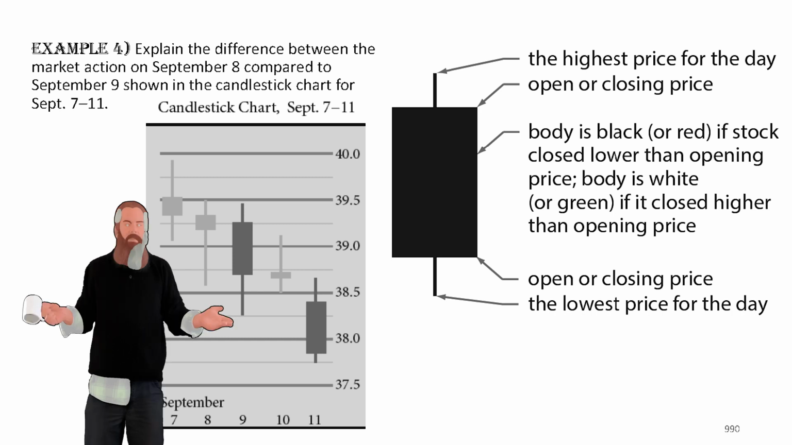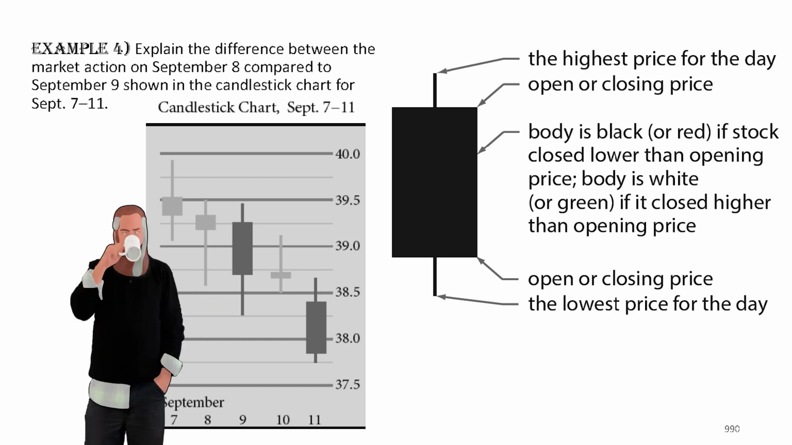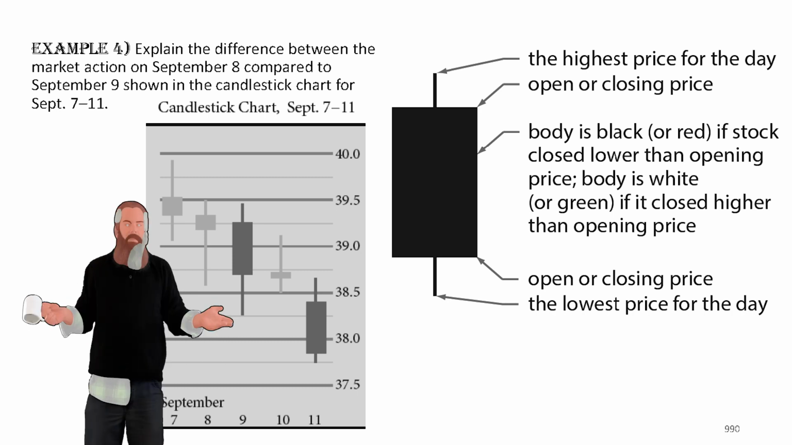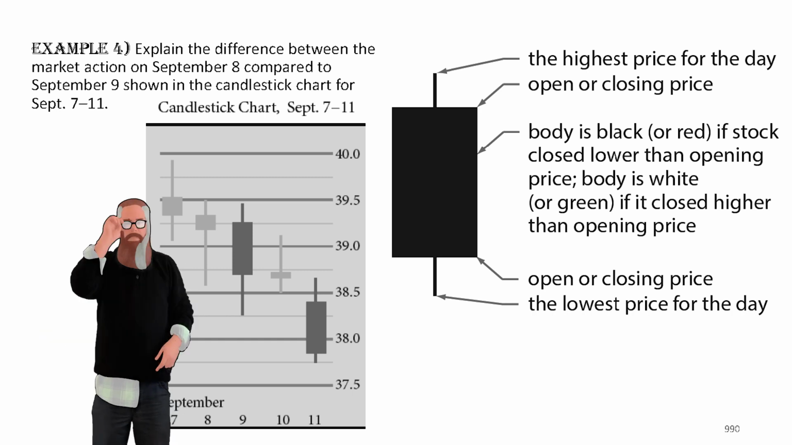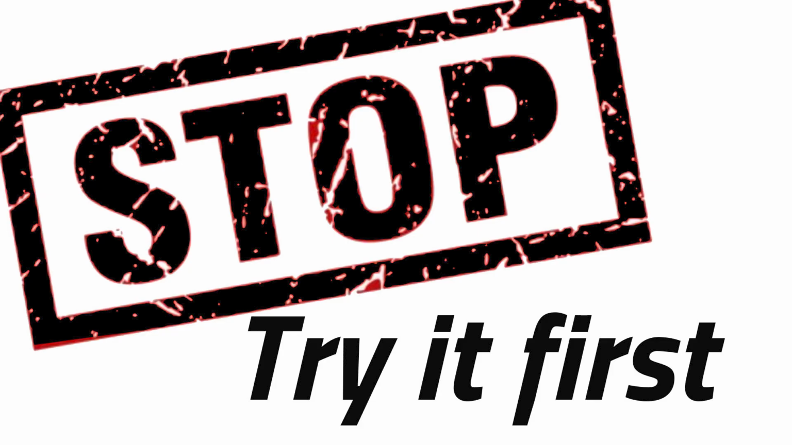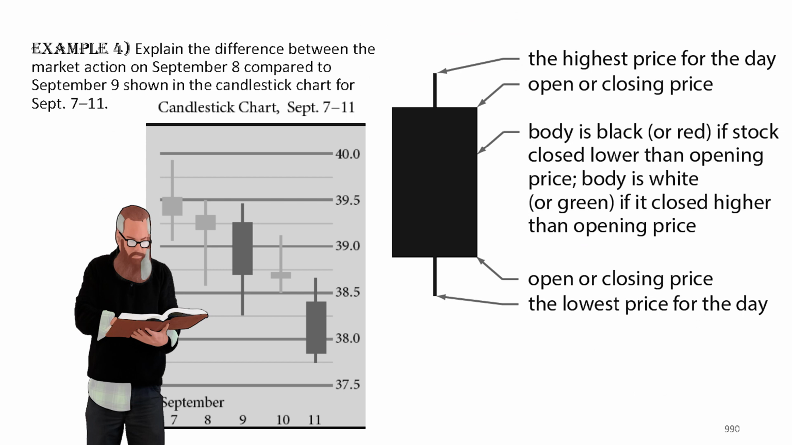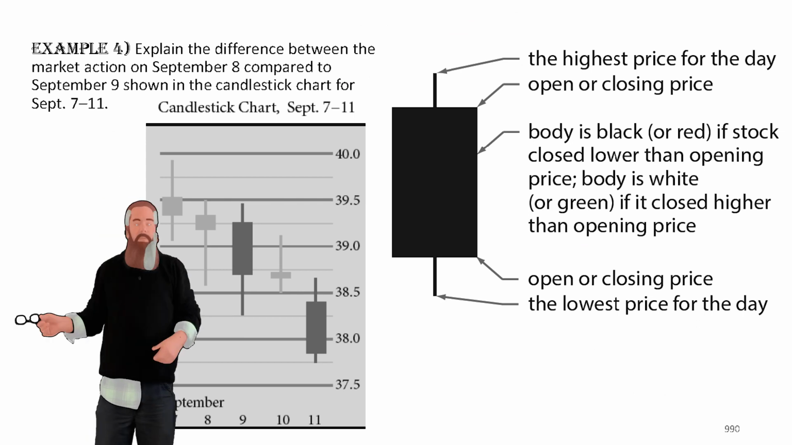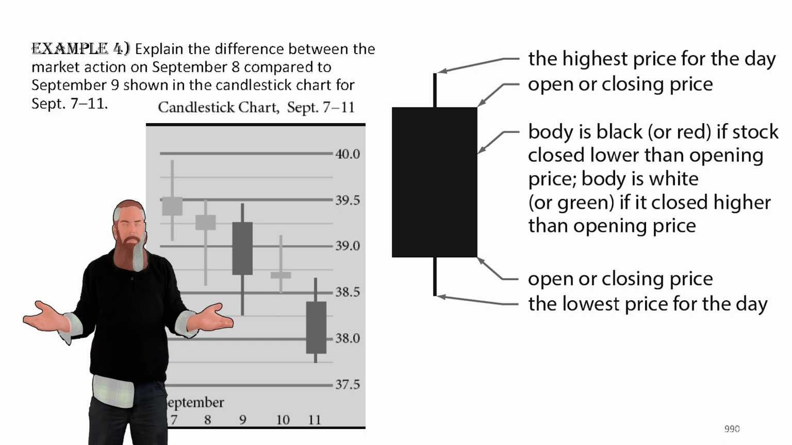Let's interpret a stock candlestick chart. Explain the difference between the market action on September 8th compared to September 9th, shown in this candlestick chart from September 7th to 11th. Candlestick charts rely on color for interpretation, usually green and red, but here it's gray and black, where the gray would be green and the black is red.